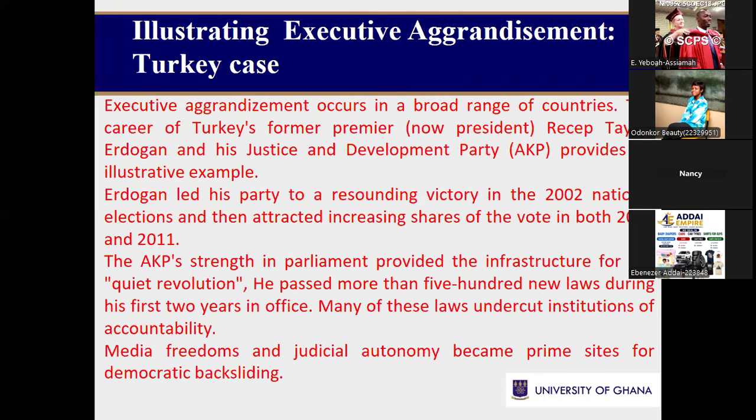Now, the AKP's strength in parliament was a super majority, more than two thirds. So they could do anything. The strength in parliament provided the infrastructure, or the weapon, for a quiet revolution. There was a revolution, but they didn't use guns. They used what? A quiet revolution. They were using the law to do a lot of damage to the democracy of Turkey.